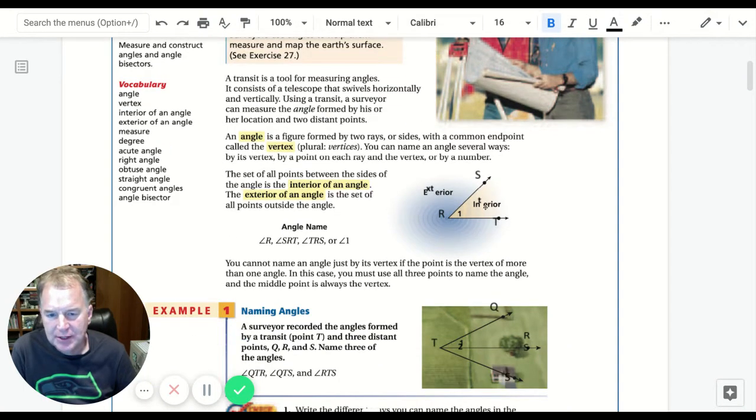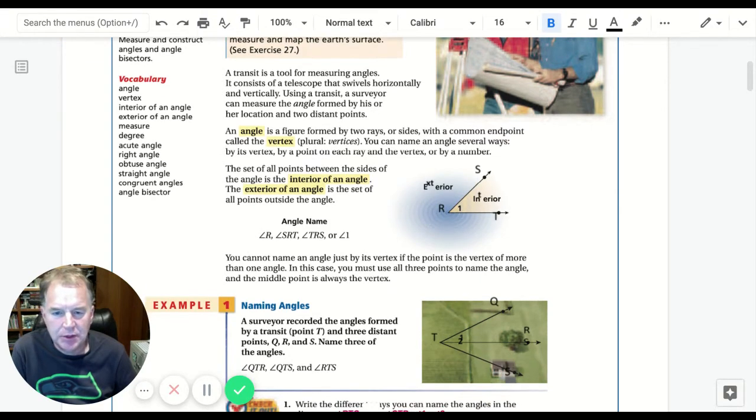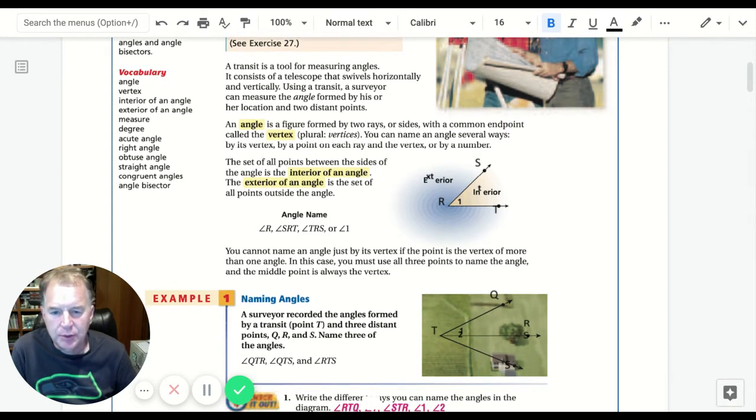So they're calling this the interior of the angle and that the exterior of the angle. That's not something we talk about much. Make sure when you name an angle, you put the vertex in the middle.